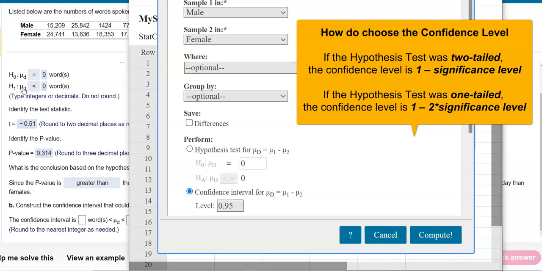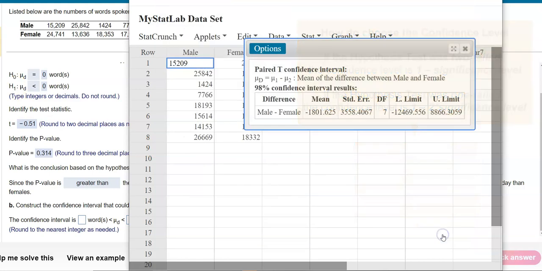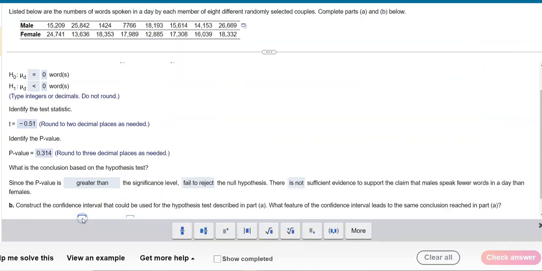So here we had a one-tailed test and our significance level was 0.01. First we're going to take that 0.01, multiply it by 2, and then subtract that from 1. So 1 minus 0.02 is going to be 0.98. So that's our confidence level. And we click compute. Now here we have the lower limit and the upper limit for our confidence interval. So we're going to go ahead and copy those and paste them over into the answer field.